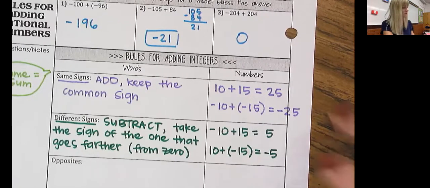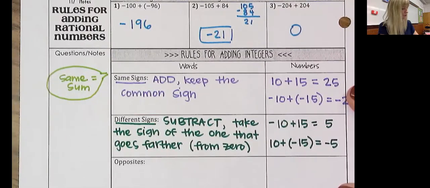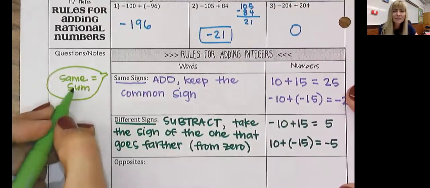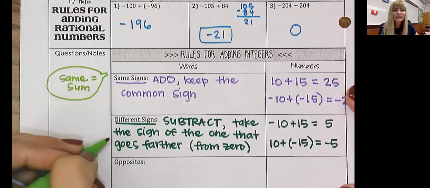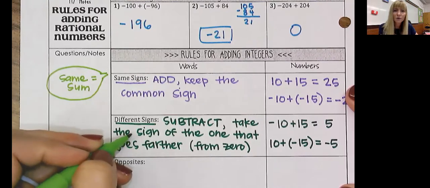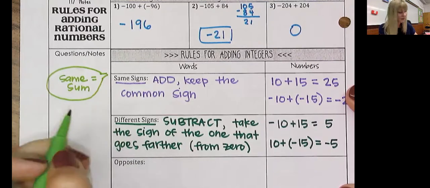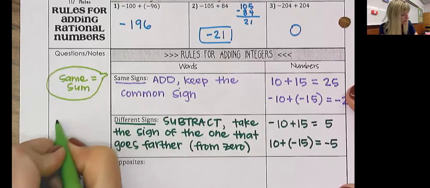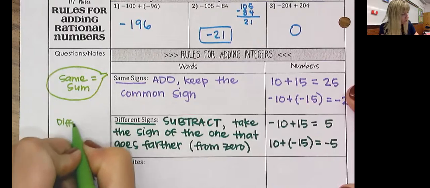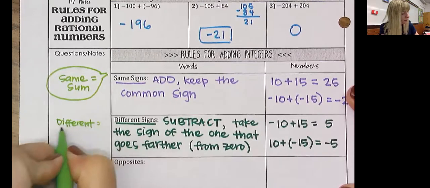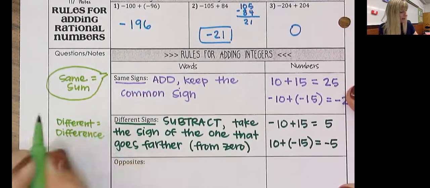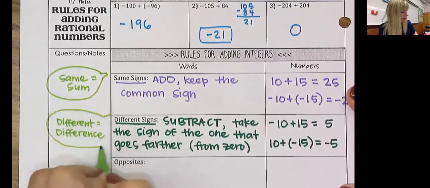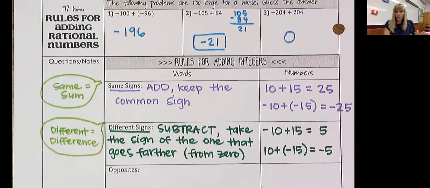Now I'm going to add a little speech bubble over here too, because sum is the official math word for the answer to an addition problem. What is it for subtraction? Oh yeah, difference. So that's nice. So different signs, you can actually remember, goes along with the word difference. And I'm adding these things here so you can use whatever makes sense to you, okay? Same sign sum, different signs difference.